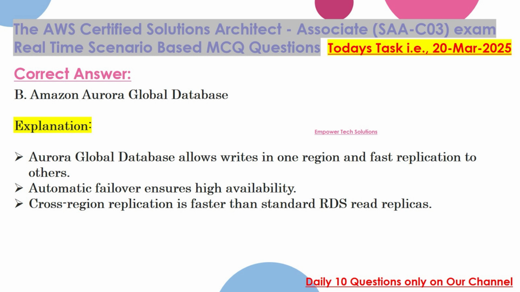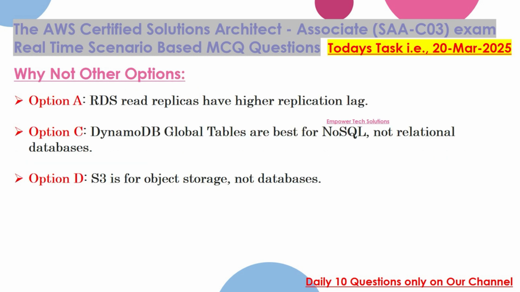Explanation. Aurora Global Database allows writes in one region and fast replication to others. Automatic failover ensures high availability. Cross-region replication is faster than standard RDS read replicas. Why not other options? Option A, RDS read replicas have higher replication lag. Option C, DynamoDB Global Tables are best for NoSQL, not relational databases. Option D, S3 is for object storage, not databases.